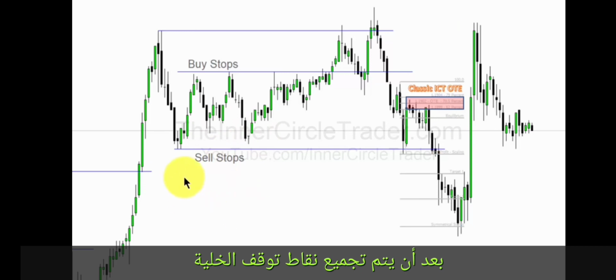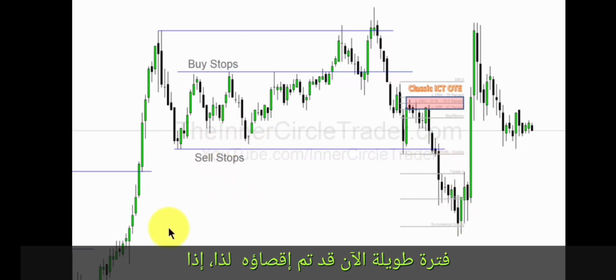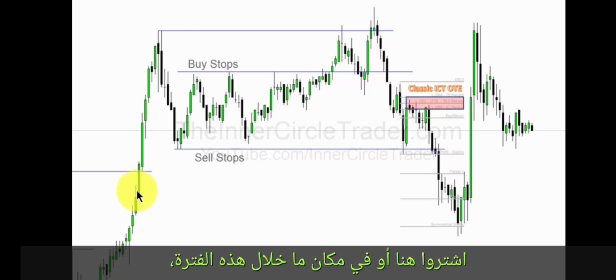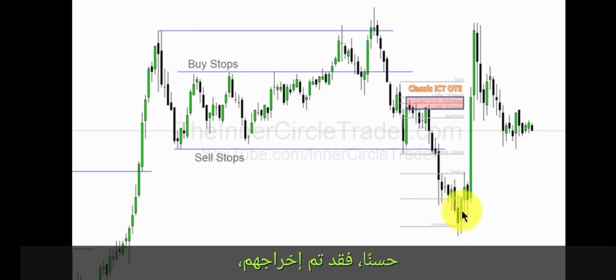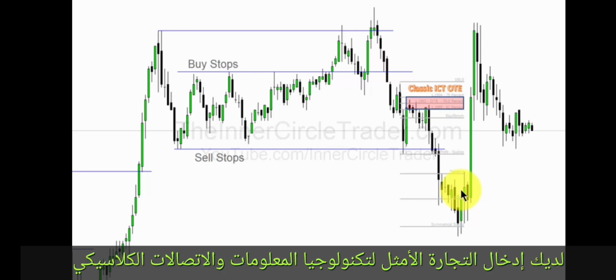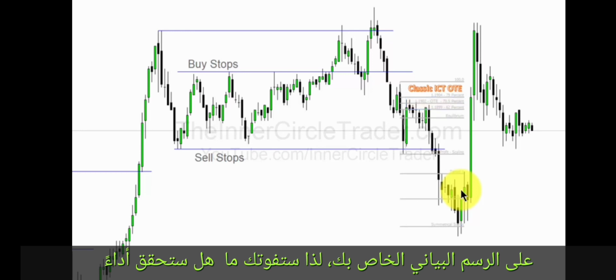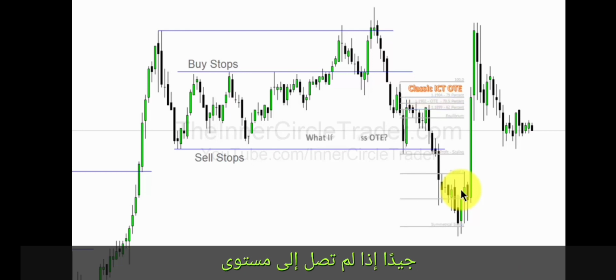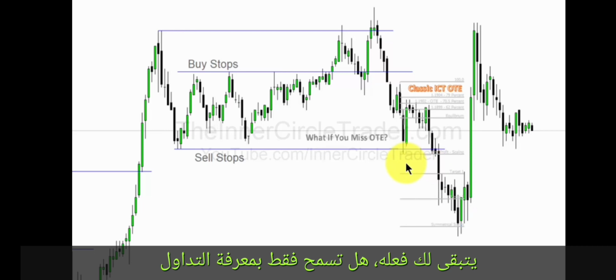In other words, after the sell stops have been gathered up and tripped, anybody that was long now has been knocked out. So if they bought here or somewhere in this run up here, okay, they have been taken out. They can't capitalize on anything going higher. But what happens if you don't have the classic ICT optimal trade entry on your chart? Say you miss it. What do you do? Well, if you don't get into that Fibonacci 62 to 79 retracement level as that bounce occurs here, what are you left to do? Do you just let the trade go?